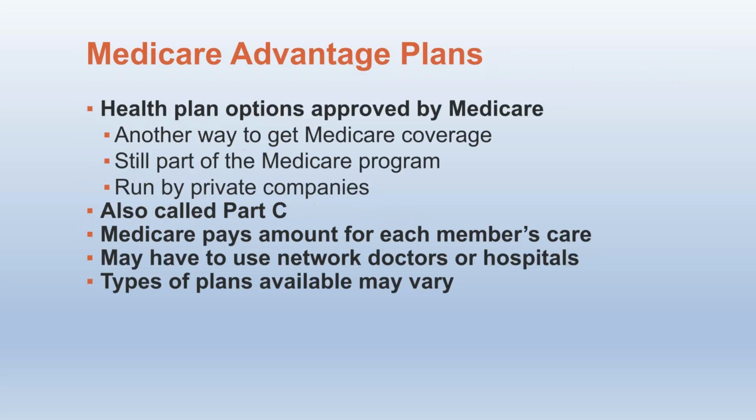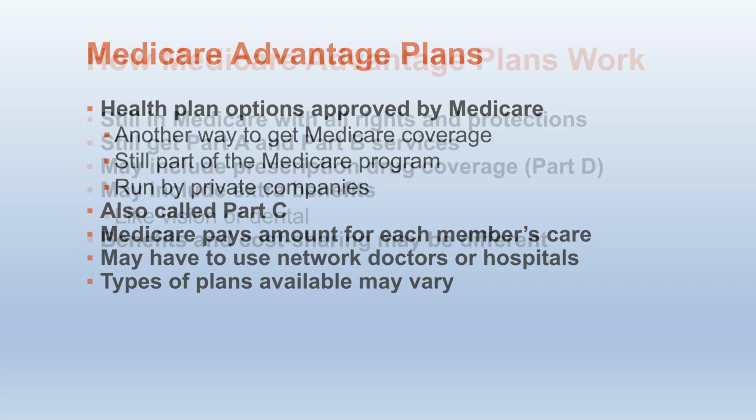Medicare Advantage plans are health plan options approved by Medicare and run by private companies. Medicare Advantage is also called Part C. Medicare Advantage plans are part of the Medicare program. They're just another way to get Medicare coverage. Medicare pays the plan a certain amount for each member's care. And if you join a Medicare Advantage plan, you may have to use a network of doctors and hospitals. The types of plans available may vary based on your service area, which is based on state and county. So basically, your zip code will determine which plans are available to you.